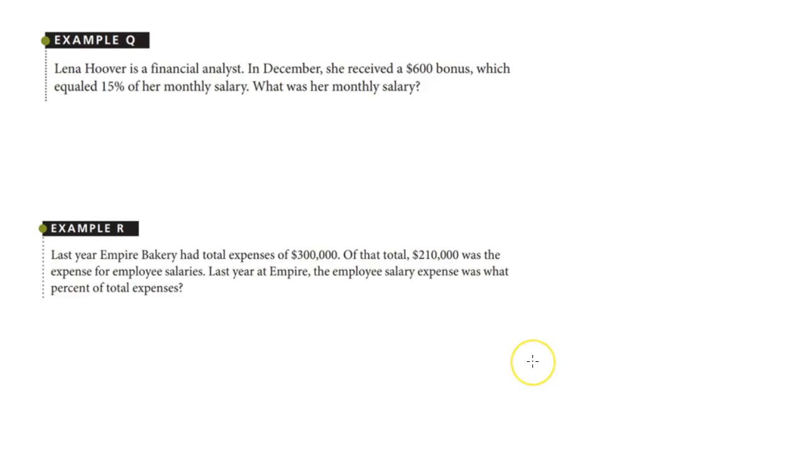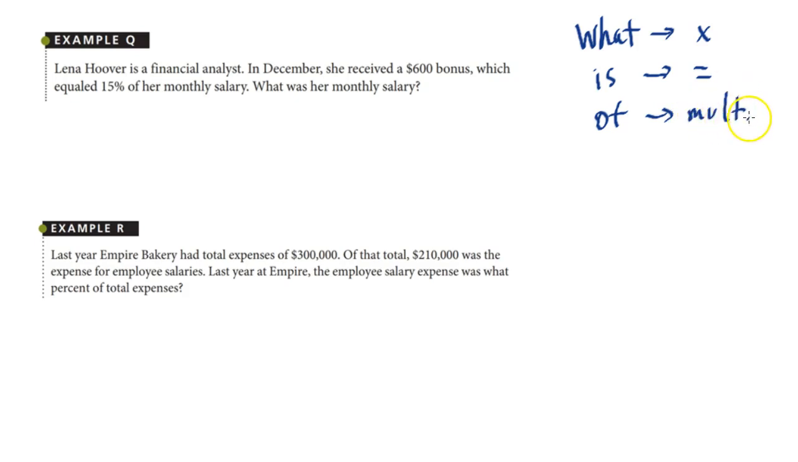All right, so jumping off from the last video, using the information we've learned about some of the keywords that we want to think about: what. Remember, what is our variable? I'll call that x. The word "is" means equal, and "of" is multiplication. Let's write mult.